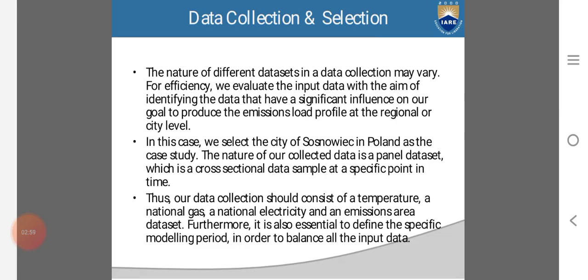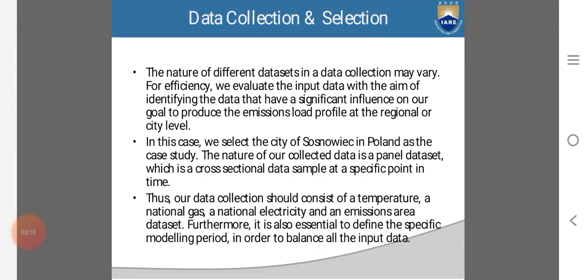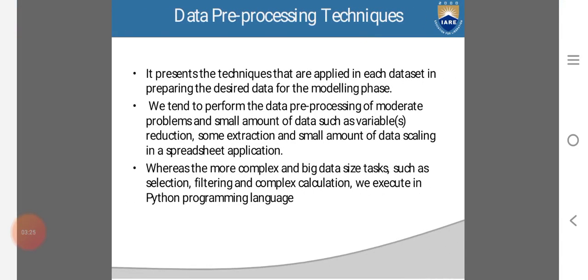In this case, we select the city of Sosnowiec in Poland as a case study. The nature of the collected data is a panel data set, which is a cross-sectional data sample at a specific point in time. Thus, our data collection should consist of temperature, natural gas, national electricity, and emission area datasets. Furthermore, it is also essential to define the specific modeling period to balance all input data. It presents the techniques that are applied in each dataset in preparing the desired data for the modeling phase.